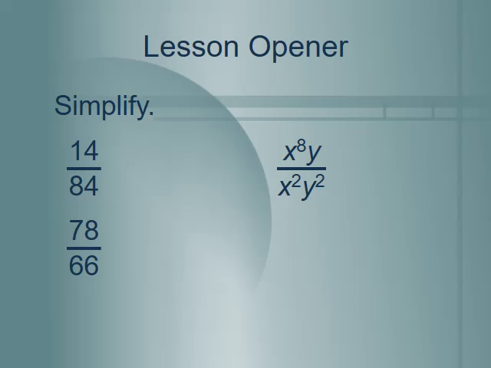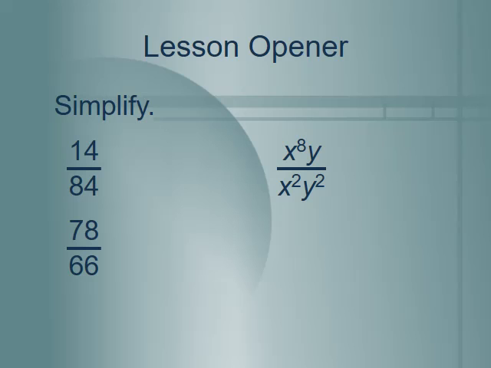Okay, let's quickly go through this lesson opener. We have three rational expressions here. Two look like simple fractions that you're used to simplifying. The other one has letters and variables. You also know how to simplify these though, because you know how to divide with like bases with exponents.